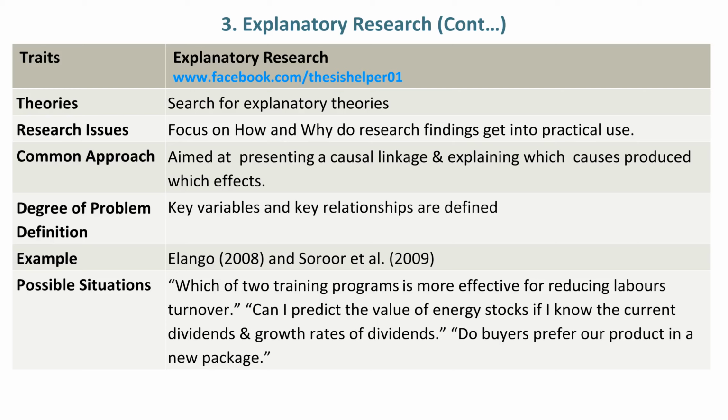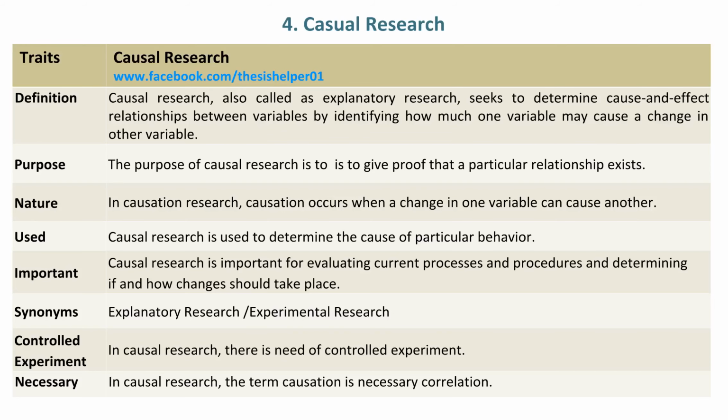Possible situations in explanatory research are: which of two training programs is more effective for reducing labor turnover? Can I predict the value of energy stocks if I know the current dividends and growth rates of dividends? Do buyers prefer our product in a new package? Number 4 type of research is causal research.